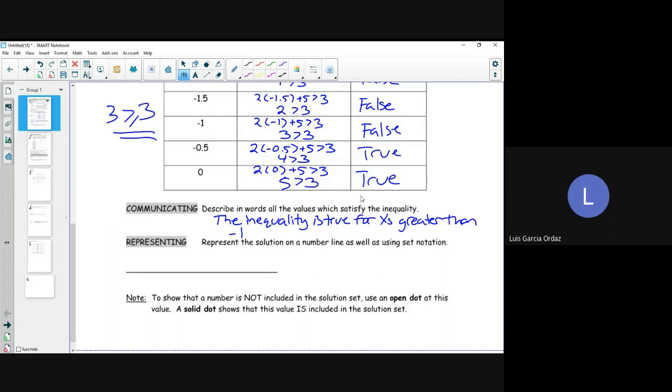Okay, and now what we're going to do is represent it on a number line, and we are going to use set notation. So here we have 0, we have 1 over here, and we have -1. When I'm identifying my -1, am I using my open circle or closed circle? Am I going to be using an open circle or closed circle on this number line for -1?